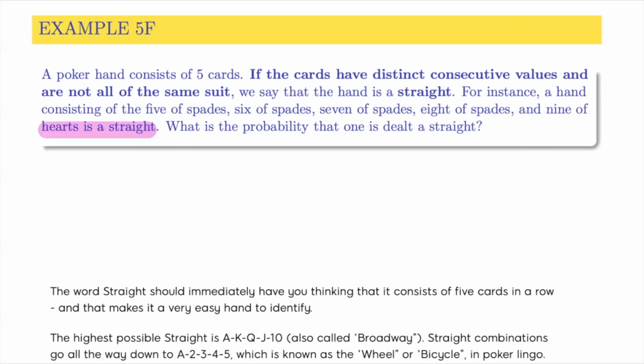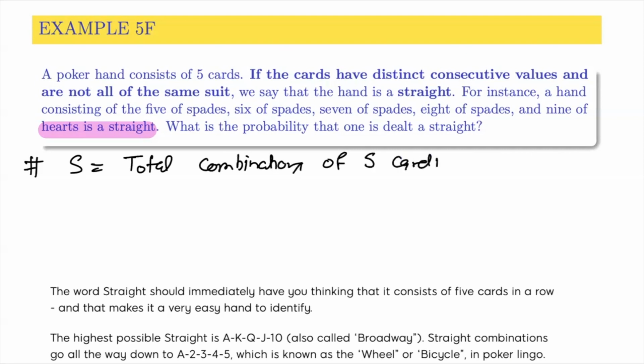So in this case, let me denote S, which represents the total combinations of 5 cards possible. You need to select 5 cards there. So what will be NS? NS will be: out of 52, I need to choose only 5 cards. This is my NS. Now consider the event.